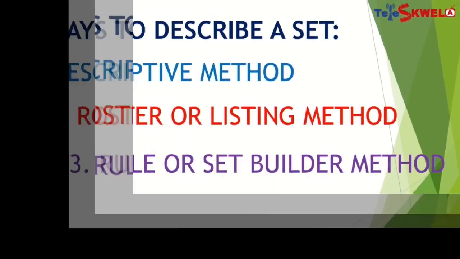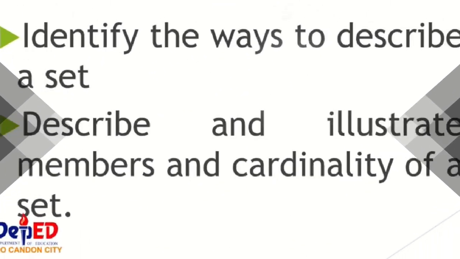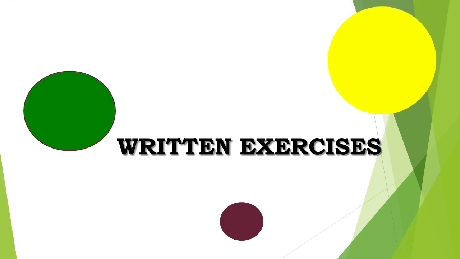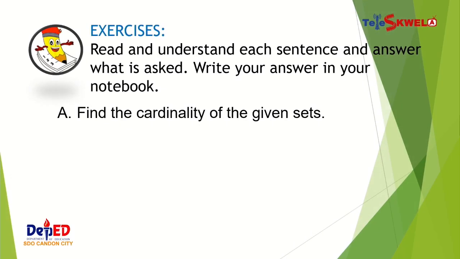Now that you know the three ways to describe a set, members of a set, and the cardinality of a set, kindly prepare your pen and your notebook and let us have some exercises. For your exercises, read and understand each sentence and write your answers in your notebook. For exercises A, find the cardinality of the given sets. You are given 5 seconds to answer each of the following. For number 1, the set that contains the elements A, S, D, F, and G.